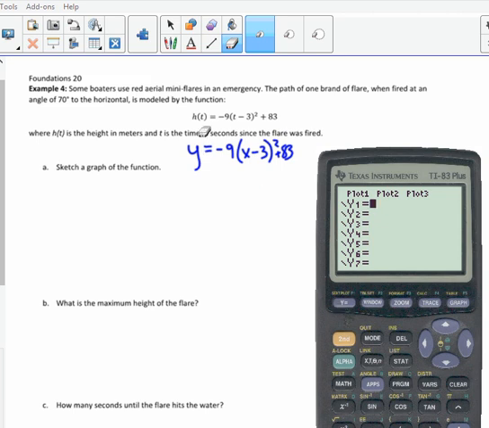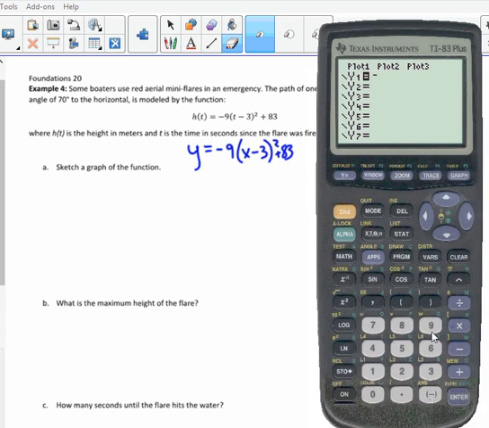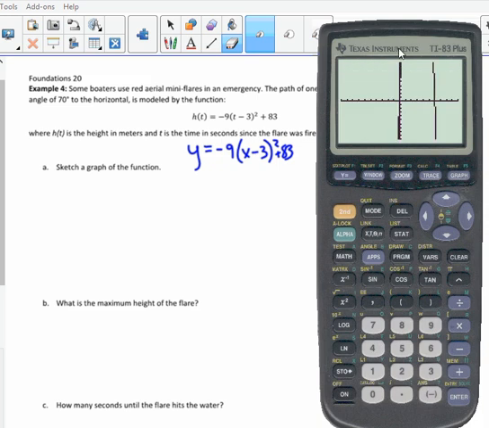We just want to type straight in -9 bracket x minus 3 squared plus 83. And you just hit graph in the right hand corner here. So as we can see, this isn't the best window for us to see this graph. I can't see my vertex. I can't tell where the top or the bottom is, if it's a max or a min. We know there's a max because it's opening down. It's a -9 a value.